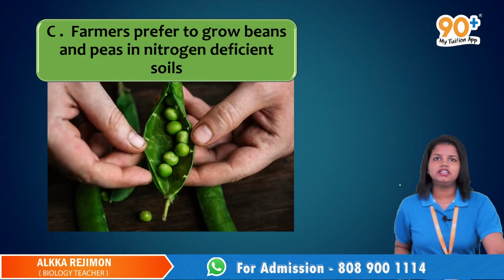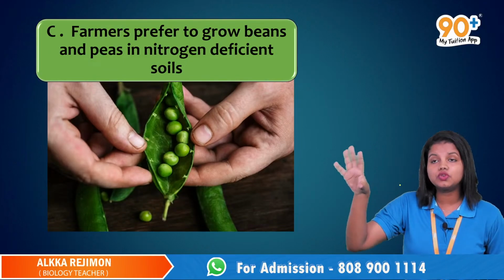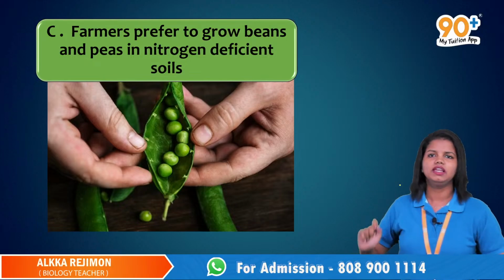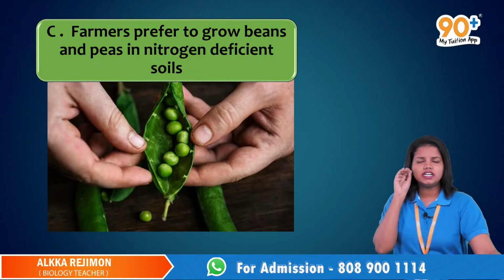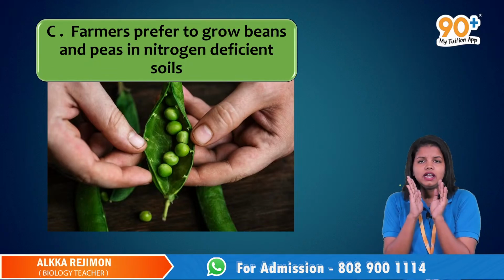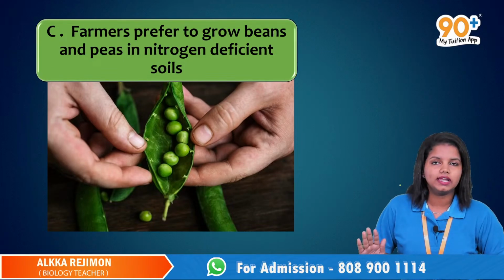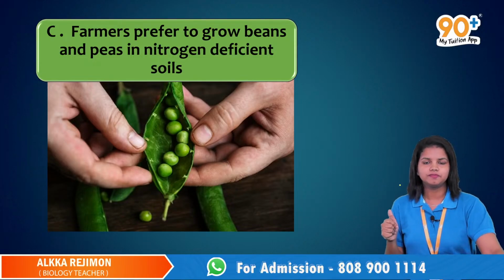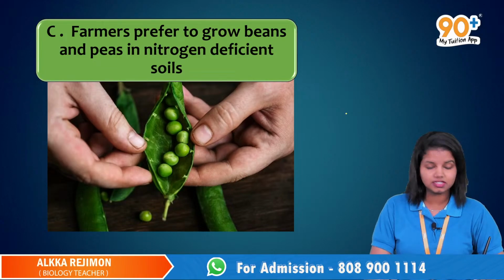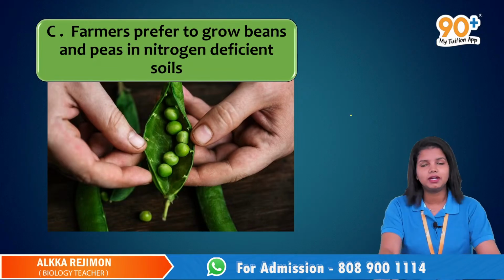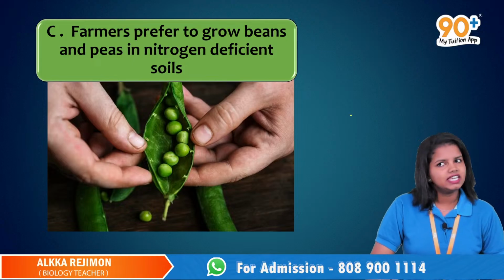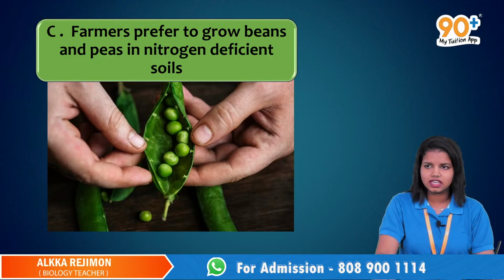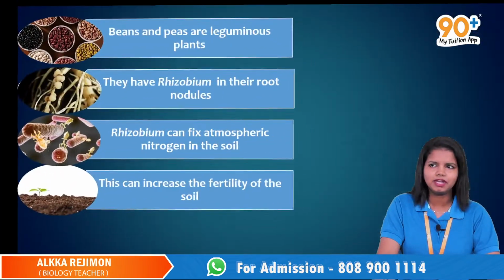Now, the third occasion is: farmers prefer to grow beans and peas in nitrogen deficient soil. Why is that? In nitrogen deficient soil, or soil without much fertility, the farmers prefer to grow beans and peas. Farmers are more interested in growing these plants in low fertility soils. What is the reason? Yes, you can connect it with your class. Can you remember it? Yeah, keep commenting the answers.